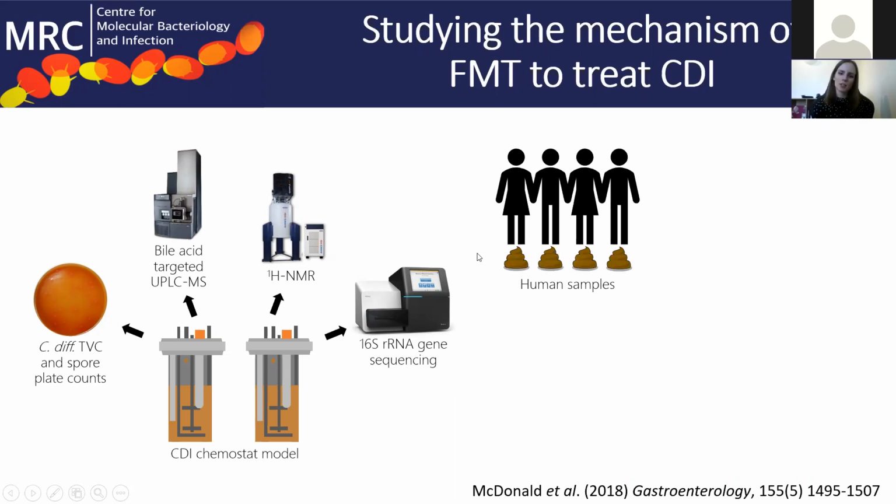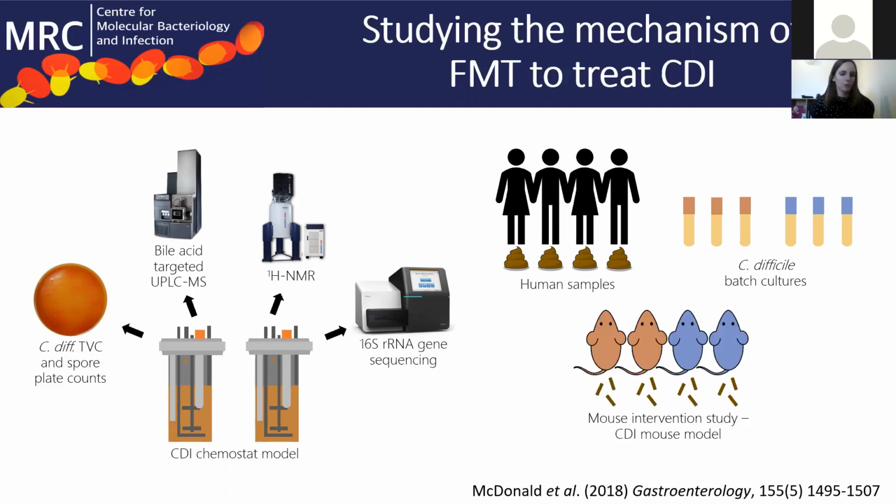We also analyzed fecal samples from patients with C. diff infection who received FMT, as well as the healthy FMT donors, to see how that compared to what we were seeing in the artificial gut model. We performed experiments with pure cultures of C. diff, given different metabolites that we thought might be important, to look at direct changes in the growth of C. diff. We also performed a mouse experiment where we had mice with C. diff infections, and we administered the metabolite that we were interested in to see how that affected C. diff growth, which I'll get into a bit later.